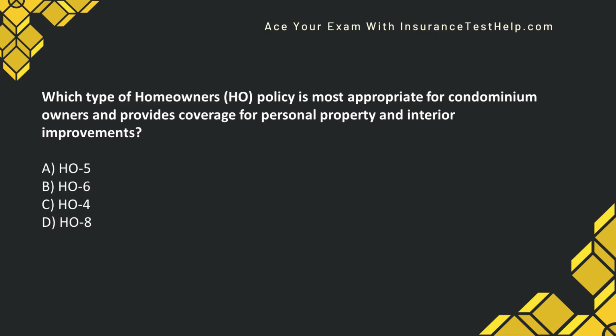Okay, more types of HO policies. Which type of homeowners policy is most appropriate for condominium owners and provides coverage for personal property and interior improvements? A, an HO5, B, an HO6, C, an HO4, and D, an HO8.